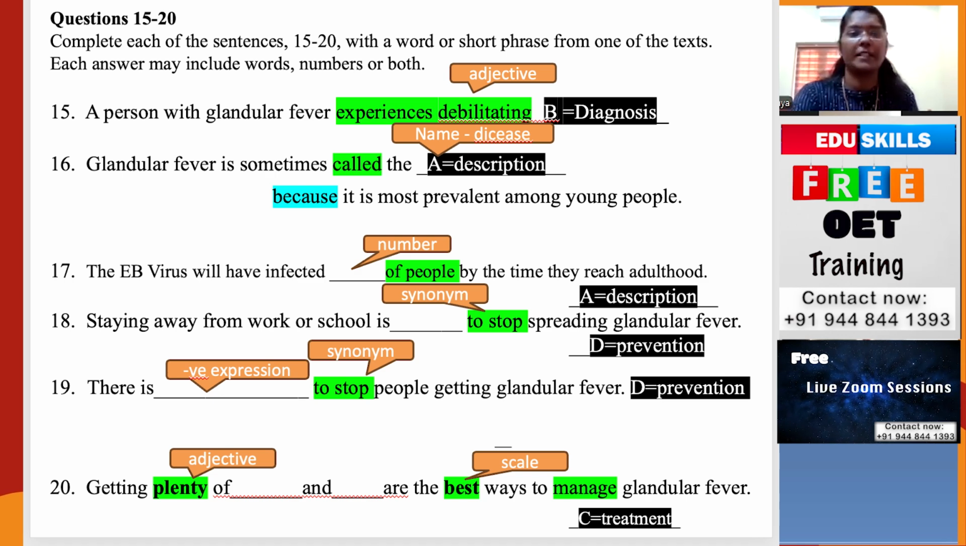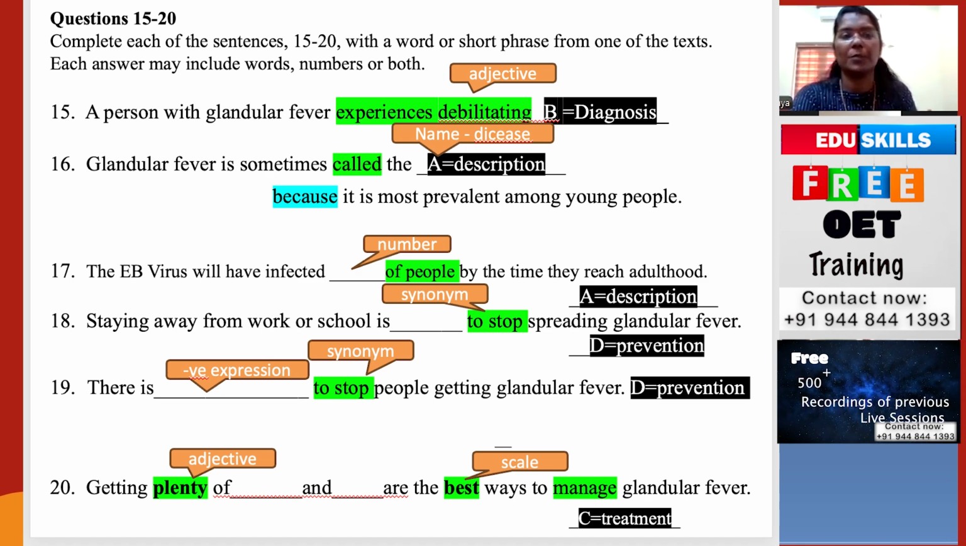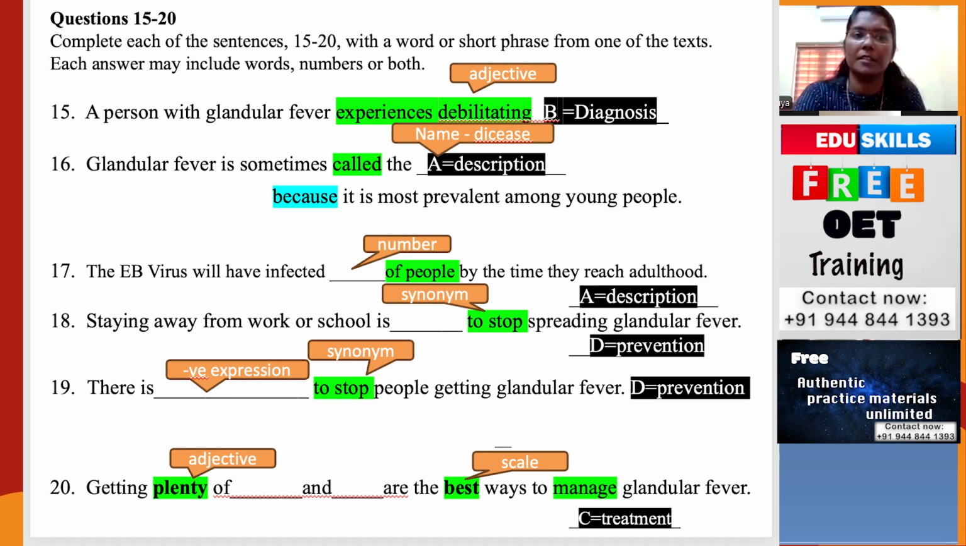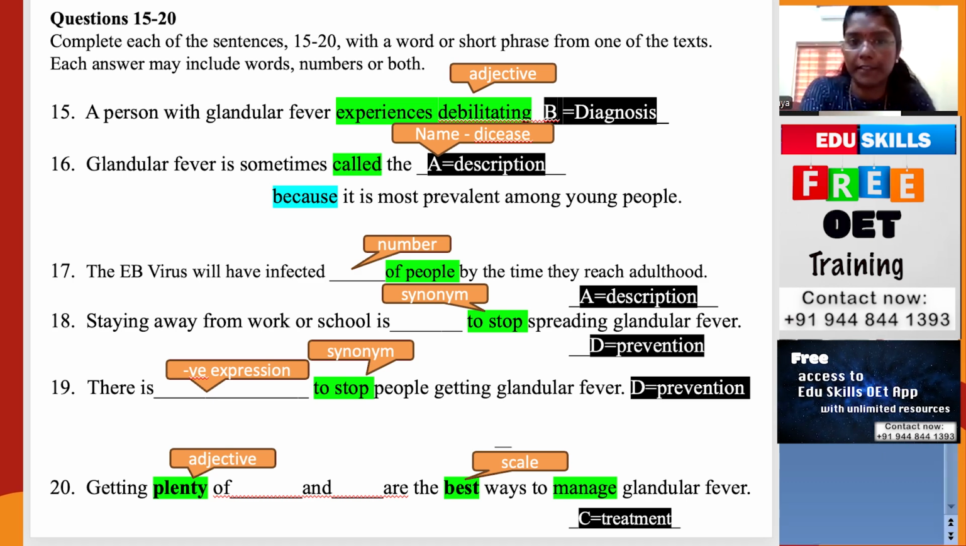Completed? Okay, let us discuss. Those who have not completed, no problem, try to complete in this session. According to the text-wise, questions 3, 6, 7, 8, 16, 17 are the questions that come under text A. So just mark them and we will discuss these questions.